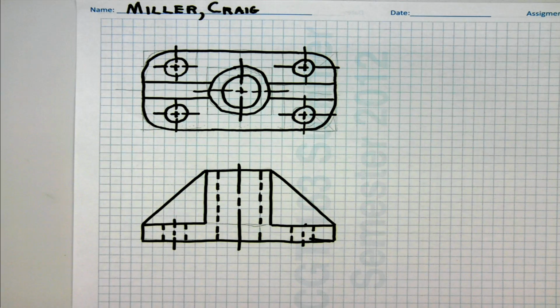Okay, now what we want to do is show this object as best we can with an interior view, but we have to strategically place the cutting plane. We're going to use an offset full section. An offset full section. So now what we're going to do is go through this thing and do it a couple different ways, okay?